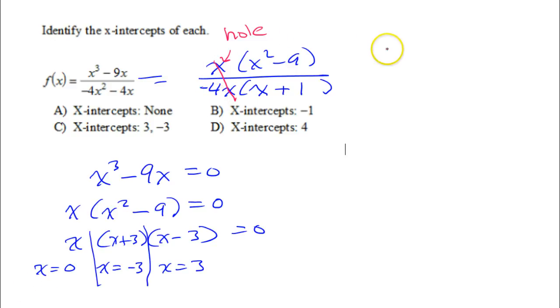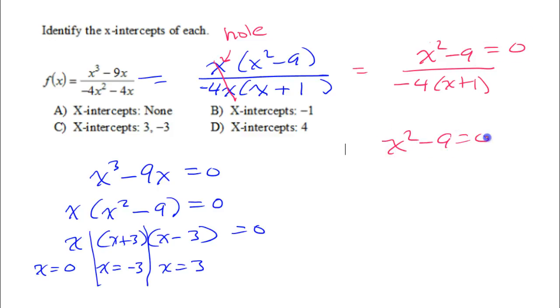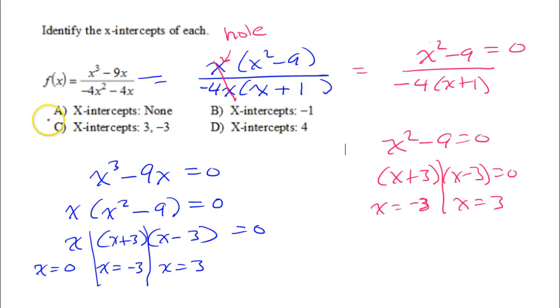Sort of an unusual problem, but basically we're left with x squared minus 9 over negative 4 times x plus 1. And now if we set the numerator equal to 0, then I'll get the x plus 3, x minus 3 that we were speaking of. And setting these equal to 0, we get x equals negative 3 and x equals positive 3. So that's why these are the only x-intercepts. So if a factor cancels out, then it's not going to count for the x-intercept.